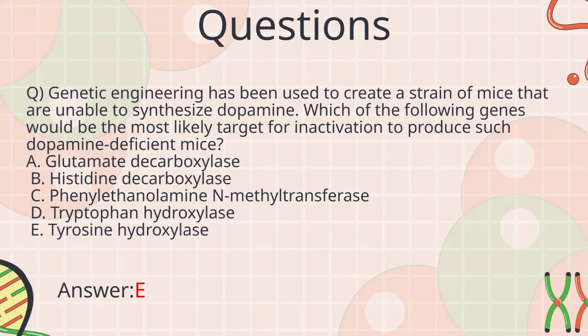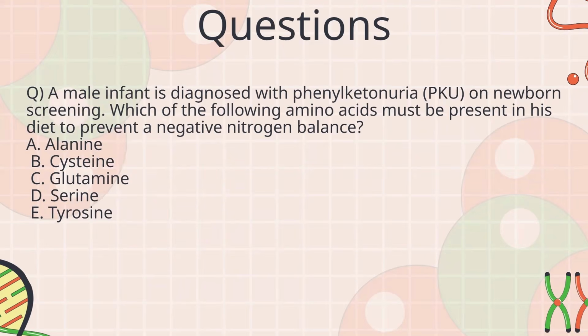You are also correct. And yeah, a male infant is diagnosed with PKU on newborn screening. Which of the following amino acids must be present in this diet to prevent a negative nitrogen balance? If you said tyrosine, that is correct, because we want to keep giving the patient tyrosine because we have low tyrosine, and we cannot administer phenylalanine because the patient has a lot of phenylalanine.